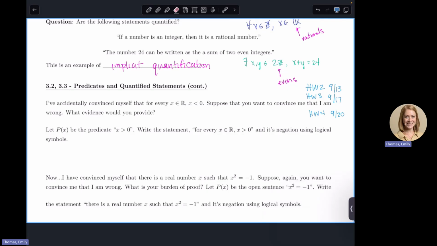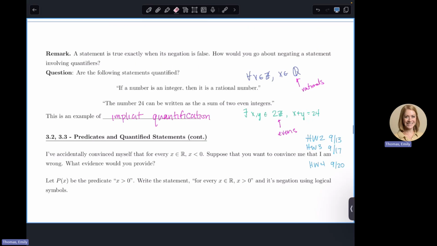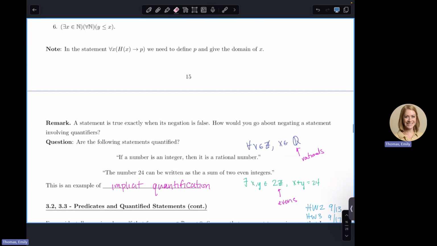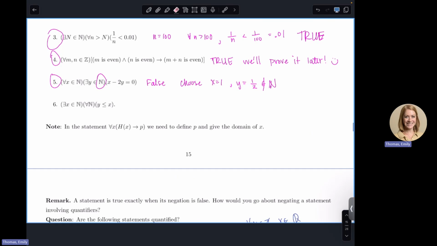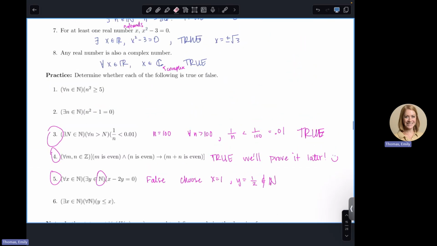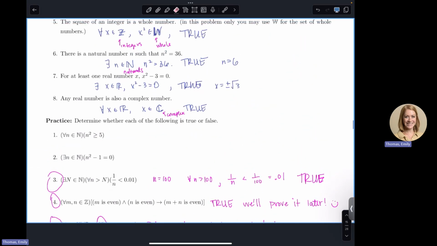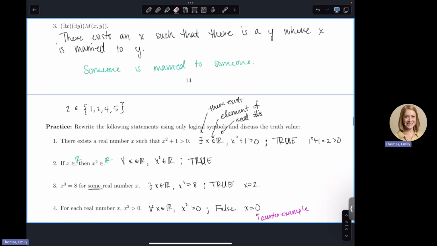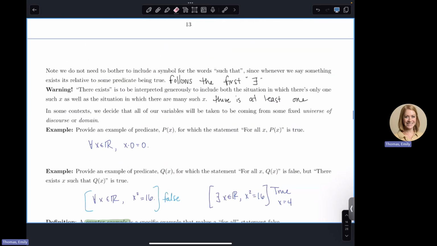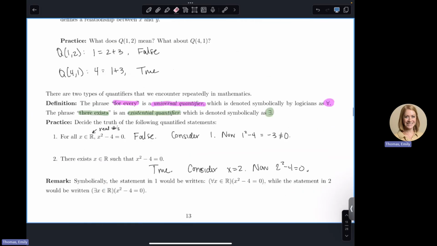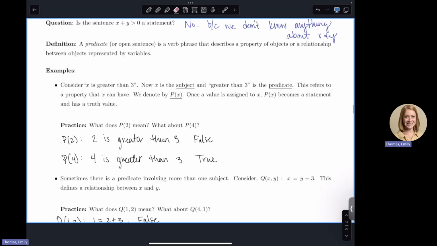So now we're going to combine the last 2 things that we've done. We talked about quantification. We also talked about predicates. So we're going to put those things together now. So like x, q of x, or p of 2, whatever. These are, so like p of 2 is greater than 3. That becomes true or false.